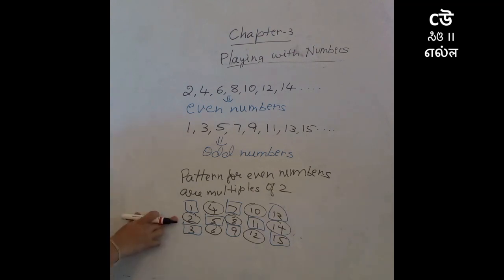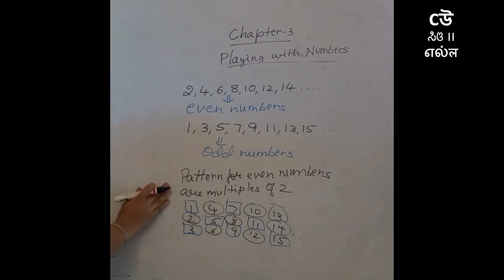It's the alternate numbers. So, you can choose the alternate numbers. That is, for odd numbers, if you consider one, you have to leave one number, then consider the other number. Next, you leave one number, then consider the other number. The procedure goes on. Like that only for even numbers, you have to start from 2. 2 you consider, next leave one number, next consider the next number. Like that only the pattern repeats, okay?